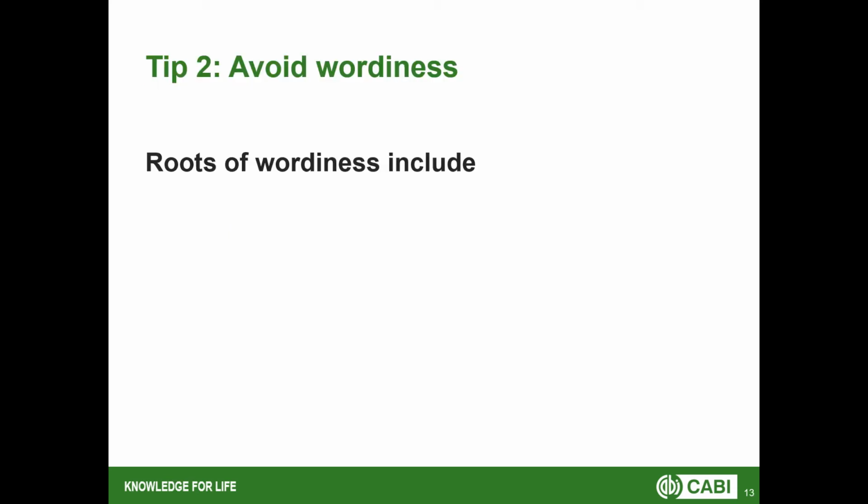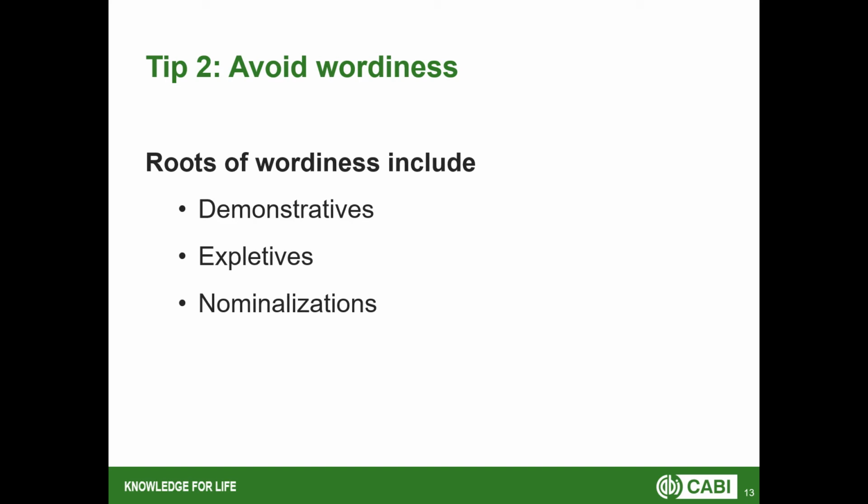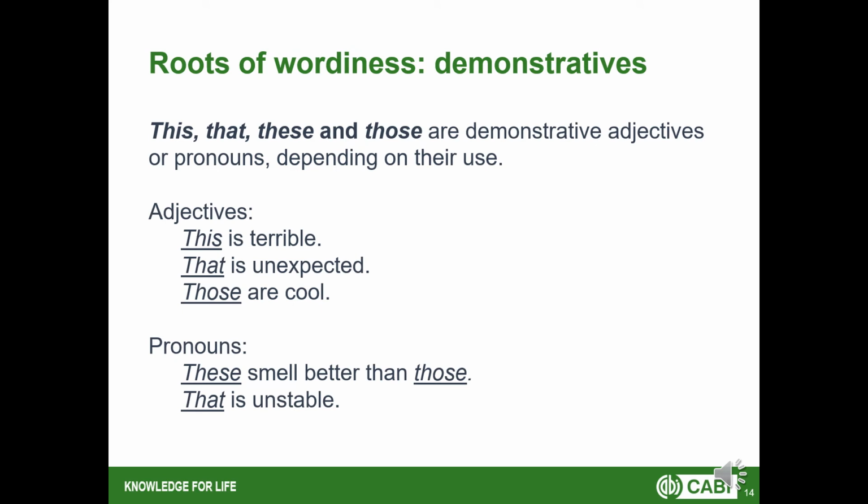Tip number 2 is to avoid wordiness, and there are some very specific things that are the roots of wordiness, and these include demonstratives, expletives, and nominalizations. Now, what are these? Demonstratives are the specific words this, that, these, and those, which are adjectives, this, that, those, or pronouns, these, those, or that, when used in different contexts. The point here is that when you see these words at the beginning of a sentence, or even at the end, you should look and see if there is an opportunity to put more specific concrete information so that the reader doesn't have to fill in the blanks, so to speak.